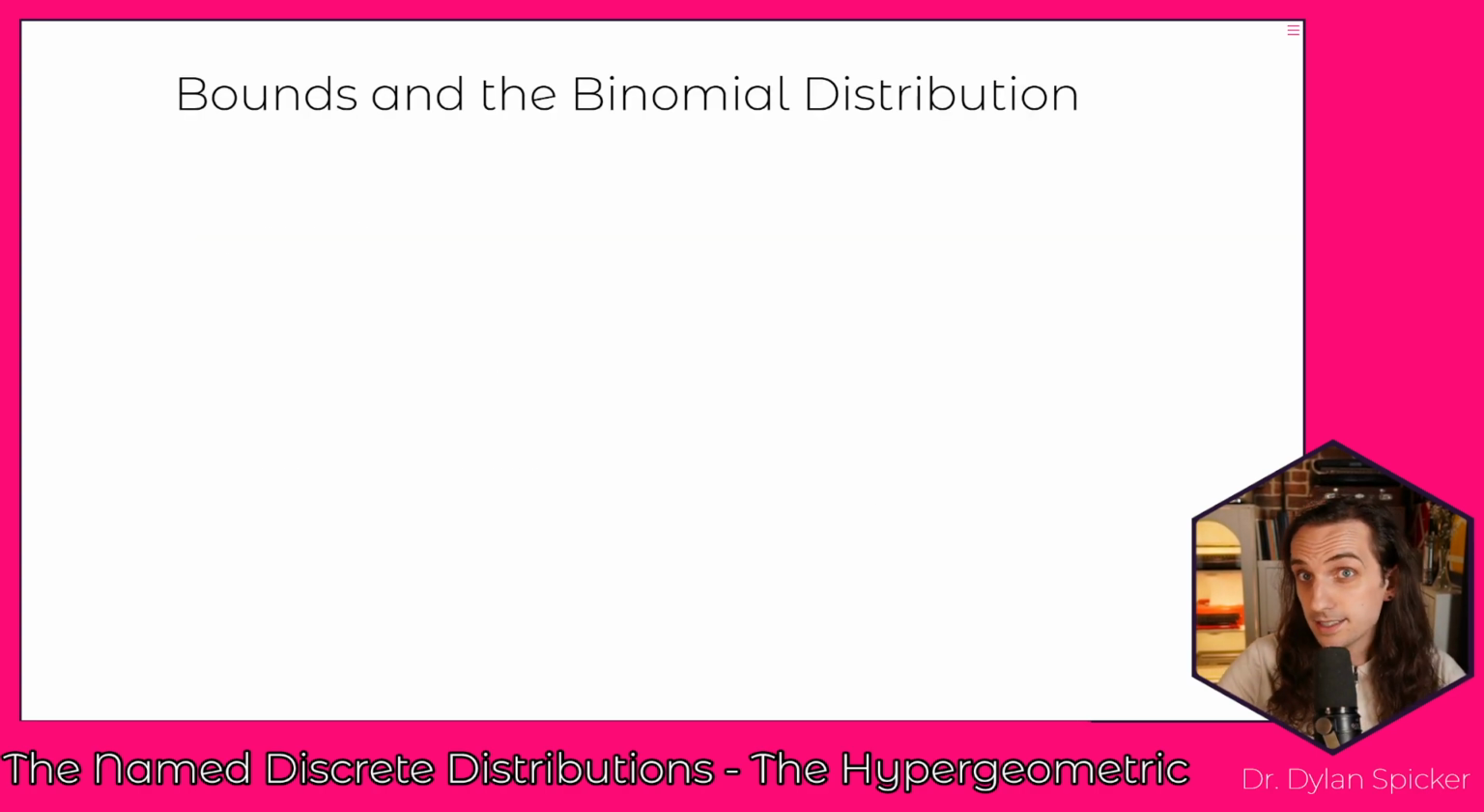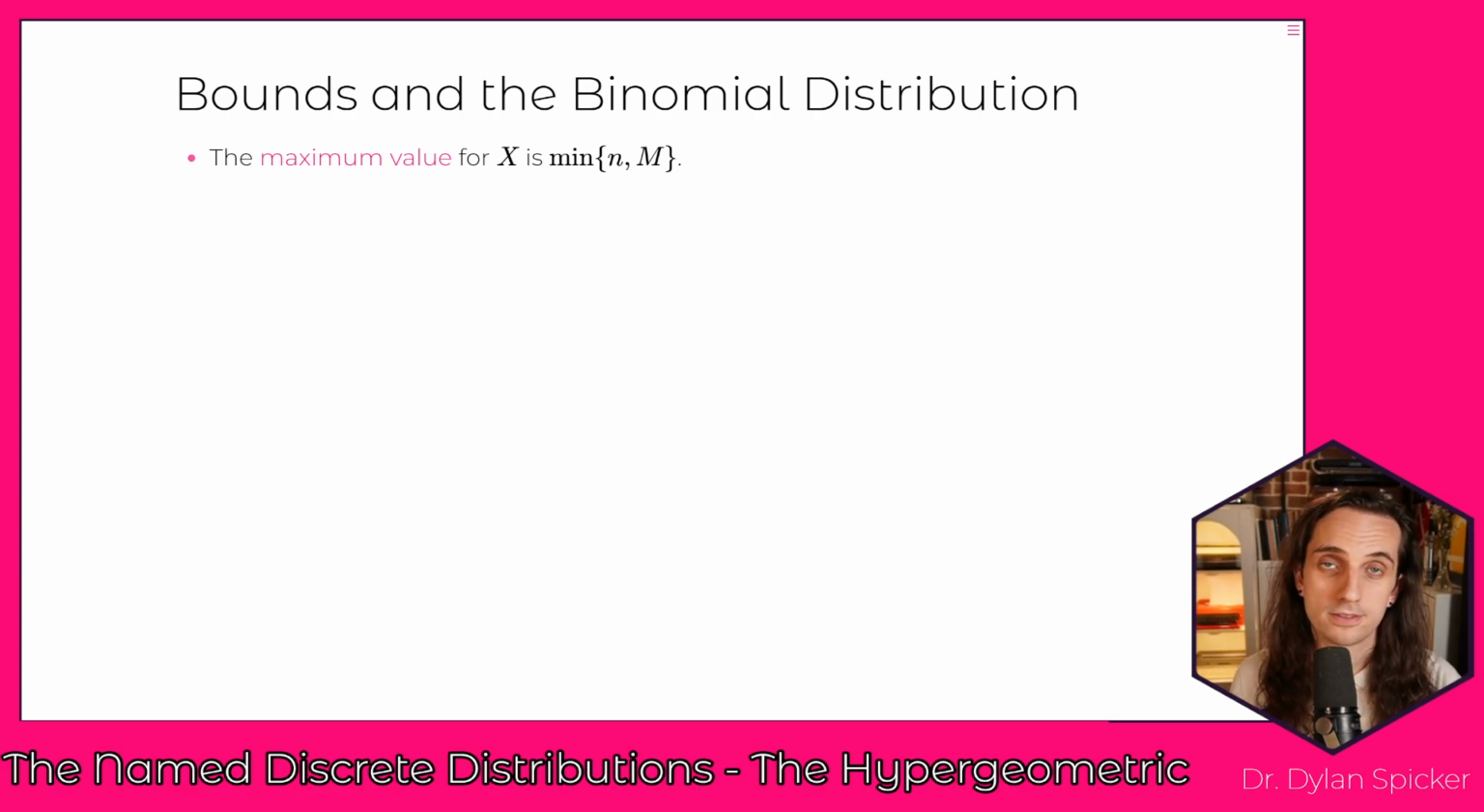Okay. So the last thing that I want to chat about is the bounds on the hypergeometric and its relationship to the binomial distribution. So the maximum value that we are allowed for our random variable is going to be the smaller of our sample size and the number of items that meet the criteria. And so let's think about why is this the case?